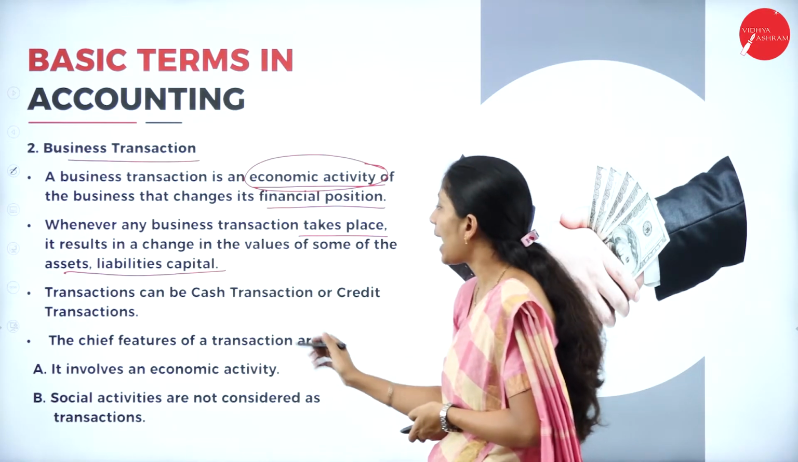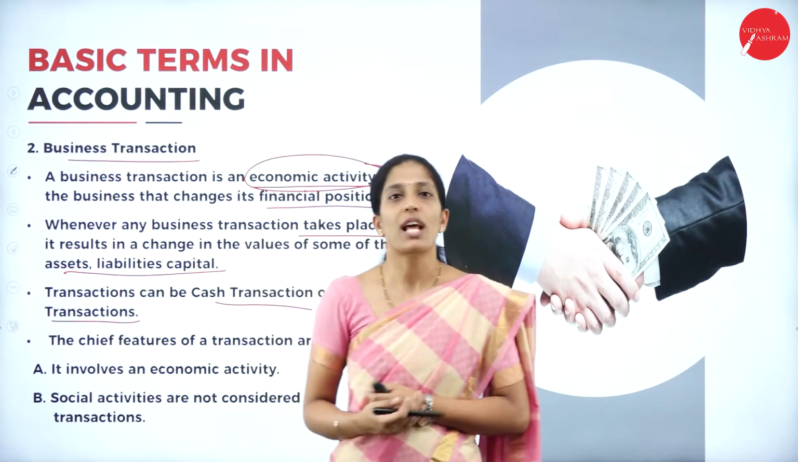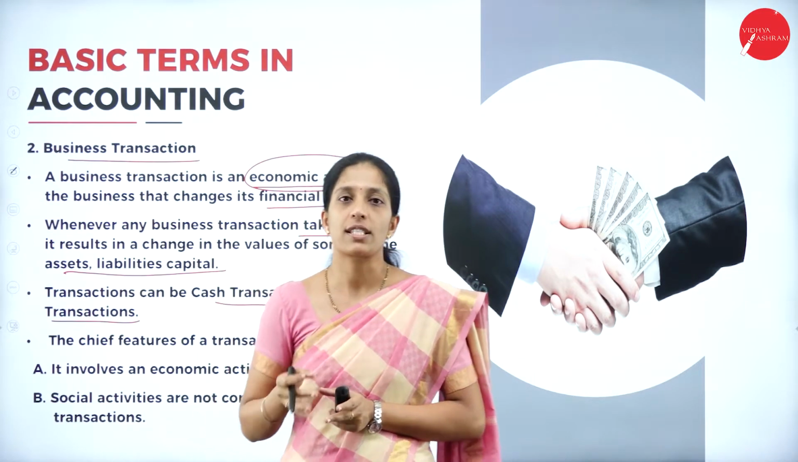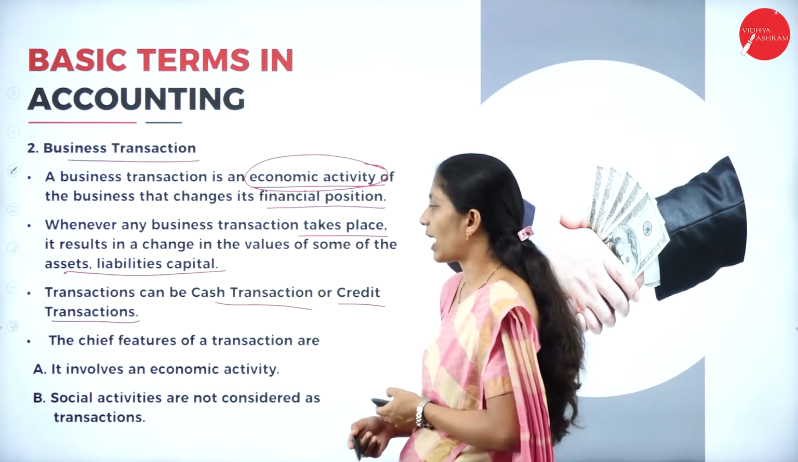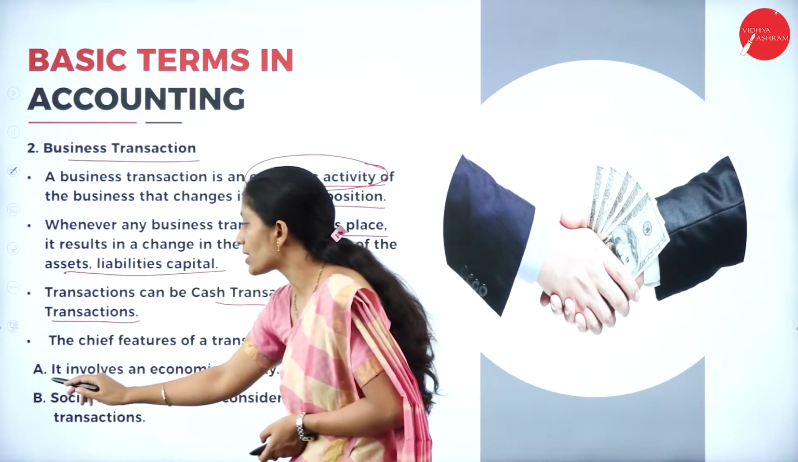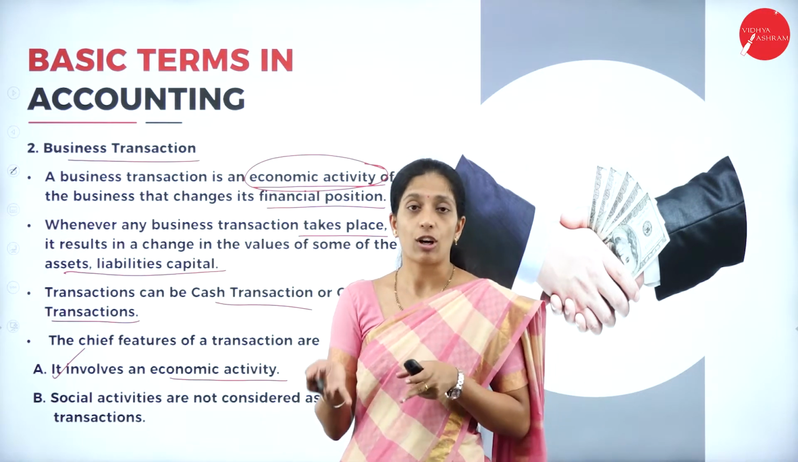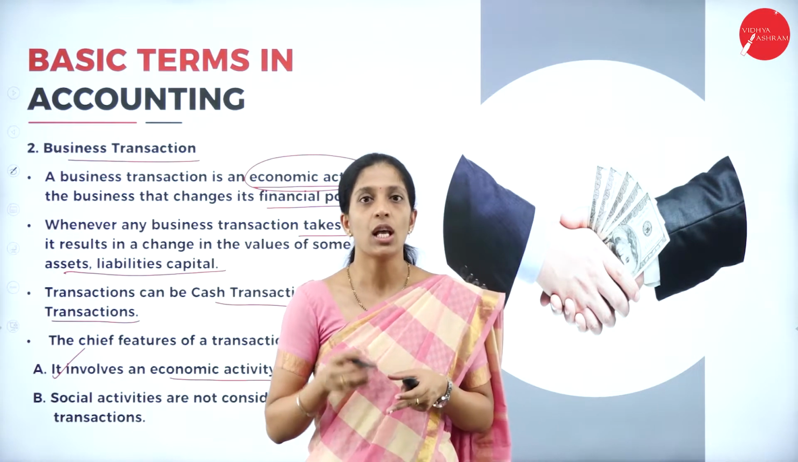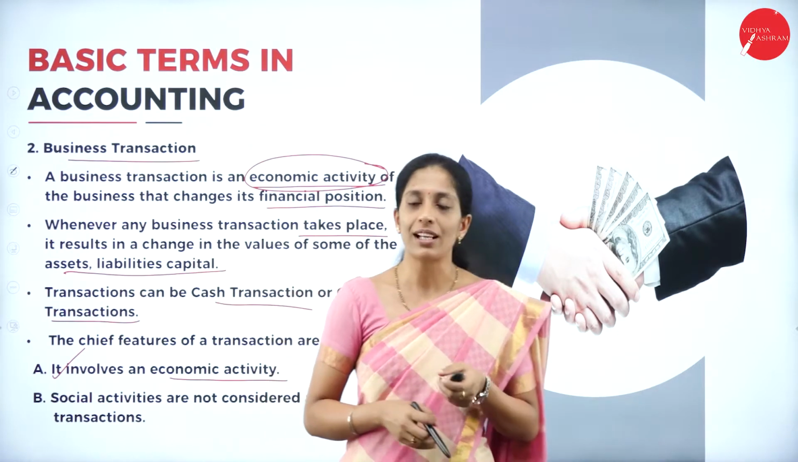Transactions can be cash transactions or credit transactions. So, there are mainly two types of business transactions in accounting. They are cash transactions as well as credit transactions. The chief feature of a transaction is that it involves an economic activity. As I have already told you, what do you mean by an economic activity? The activity which is undertaken in an organization where we get something in return is known as economic activity.